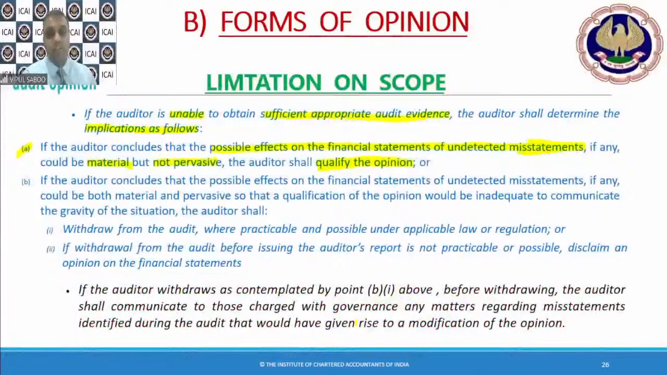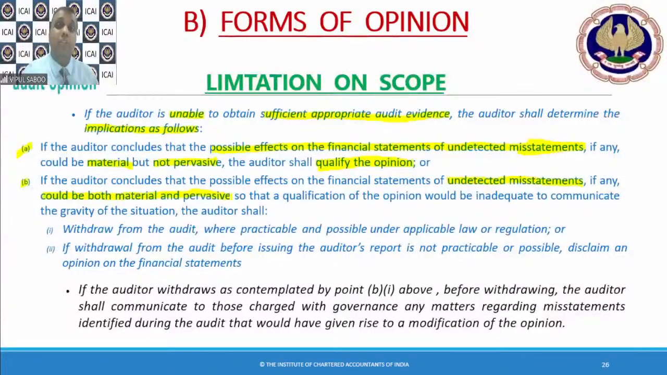Again, if the auditor, through other alternative procedures as well, is not able to obtain sufficient appropriate audit evidence, again he'll qualify the opinion. Or if he concludes that the possible effects on the financial statements of undetected misstatements, if any, could be both material and pervasive. In the absence of audit evidence, if he feels that the effect could be material but not pervasive, he will give a qualified opinion.